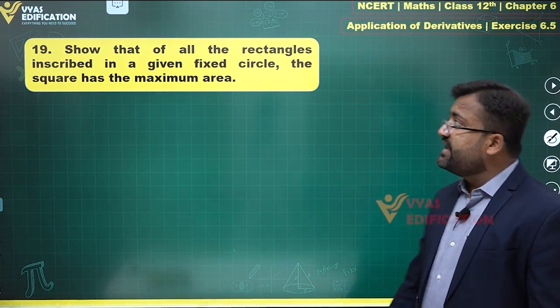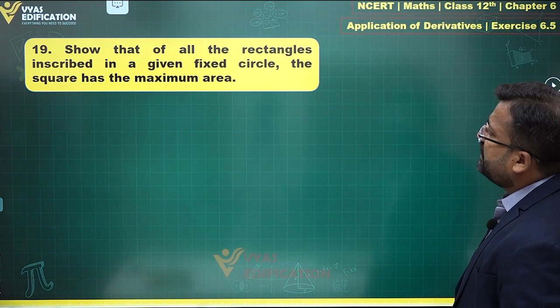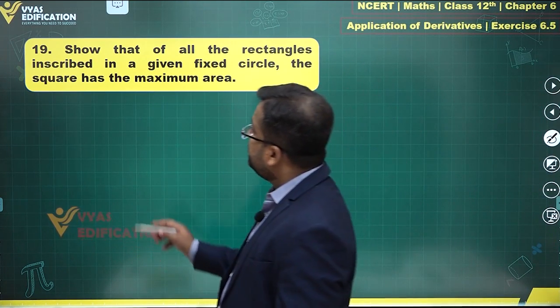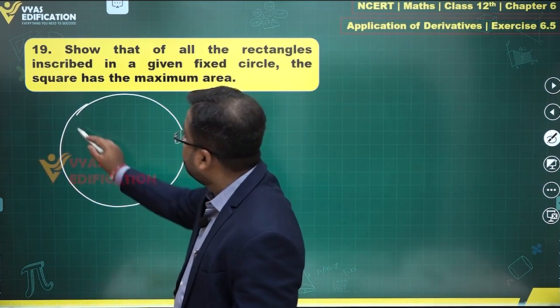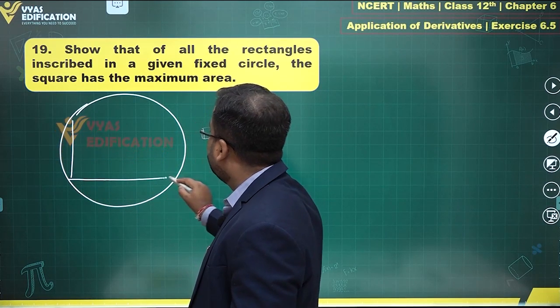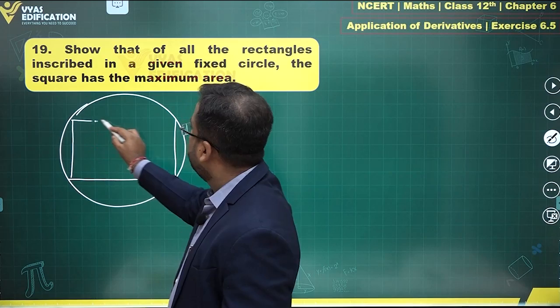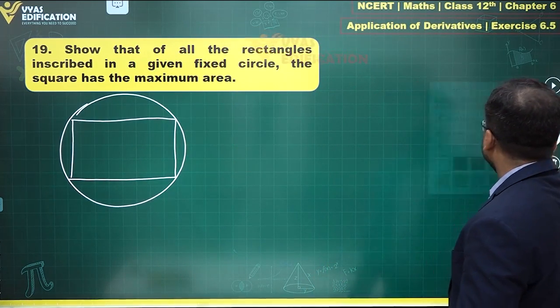The 19th question says, show that of all the rectangles inscribed in a given fixed circle, the square has maximum area. Okay, so you're interested in a circle first of all, and within a circle you have a rectangle, and the area of the rectangle should be maximum. Let's consider the side lengths of this rectangle and see where that takes us.